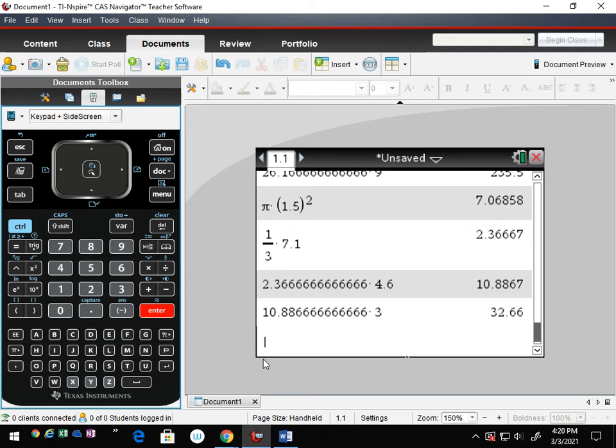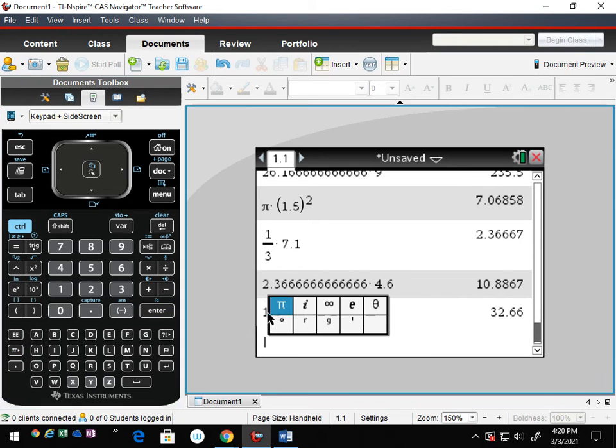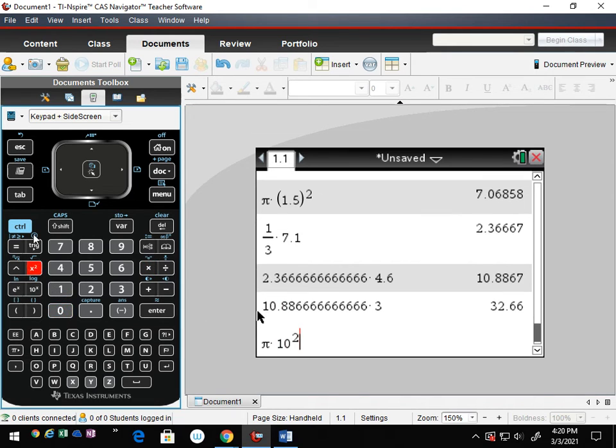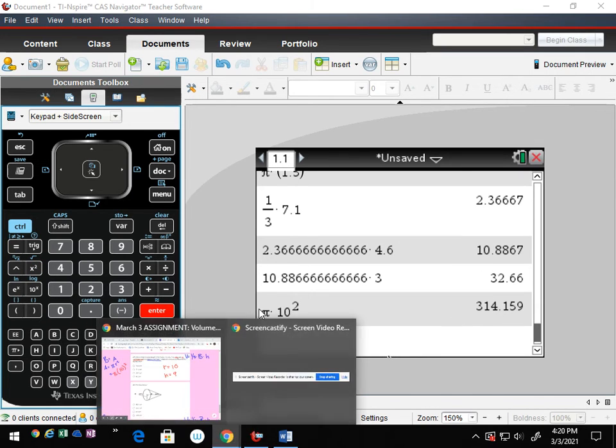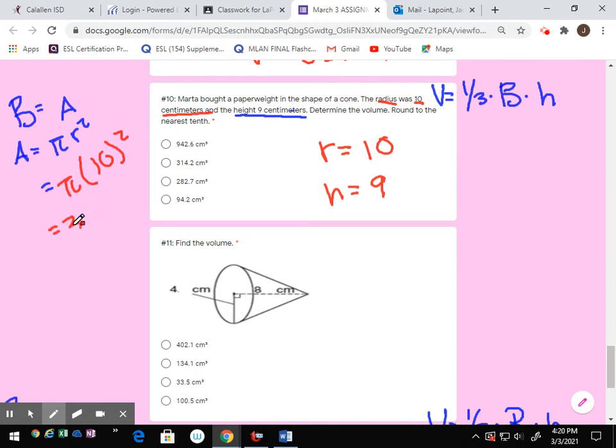So let's go plug that into our calculator. Pi symbol times 10 squared. We get 314.2. And we're working with centimeters squared. All right. So let's plug in our big B in for our volume formula, which is 1/3 times big B times H. So we have 1/3 times 314.2 times our height, which was said to be 9.